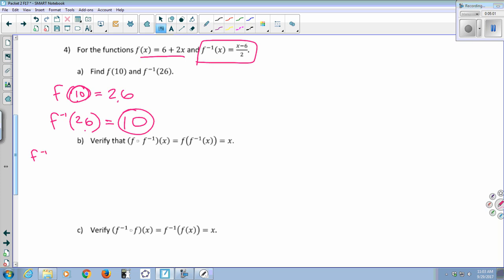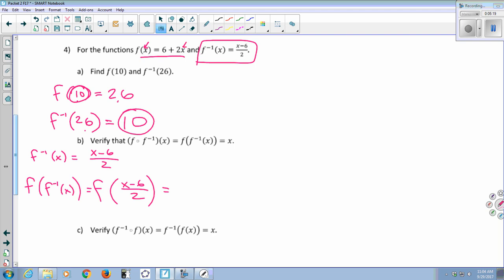So f inverse of x is x minus 6 over 2. That means f of f inverse is f of x minus 6 over 2. So look at your formula for f. Everywhere you see an x in it, you have to replace it with x minus 6 over 2. So I have 6 plus 2 times x minus 6 over 2. To simplify this, my 2's cancel. So I have 6 plus x minus 6. The 6's cancel, and I just get x.